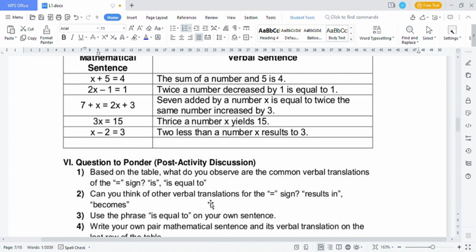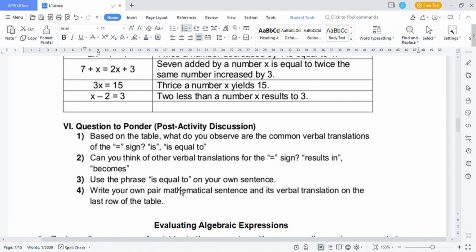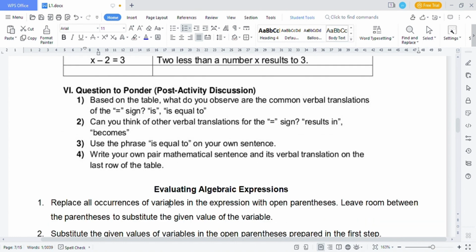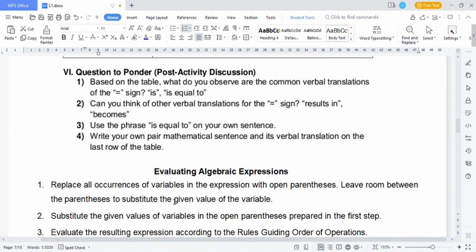Can you think of other verbal translations for the equal sign? It could be results in, or becomes. So for the equal sign, the verbal translation is not always just equal. We can use yields, results in, or becomes. Number 3: use the phrase is equal to in your own sentence, and write your own pair of mathematical sentence and its verbal translation on the last row of the table. We will do that later.